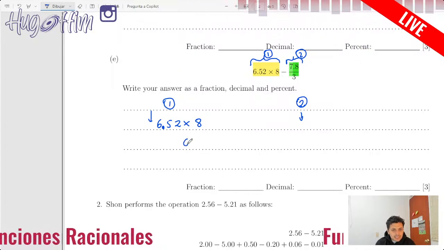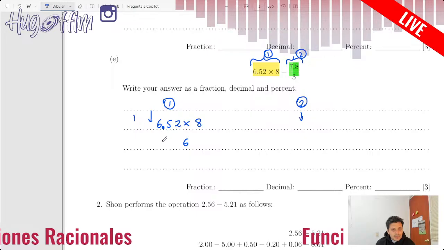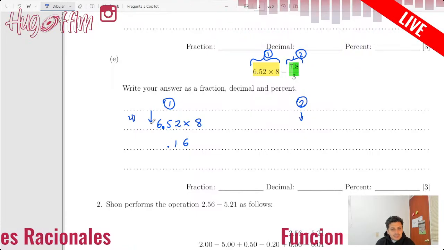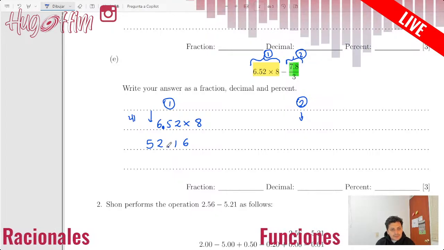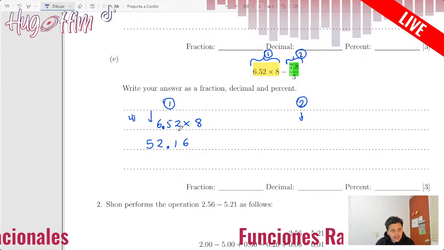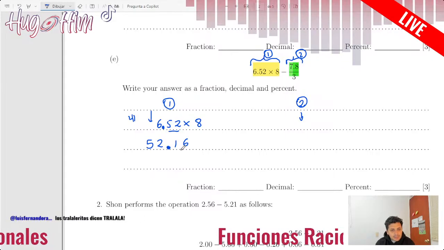8 times 2, 16. 1. 8 times 5 is 40 and 1, 41. 8 times 6 is 48 and 4, 52. So the answer here is 52.16. Look at that, I put the answer, and then as I have two decimal places, I'm going to move two decimal places. That will be the first answer.